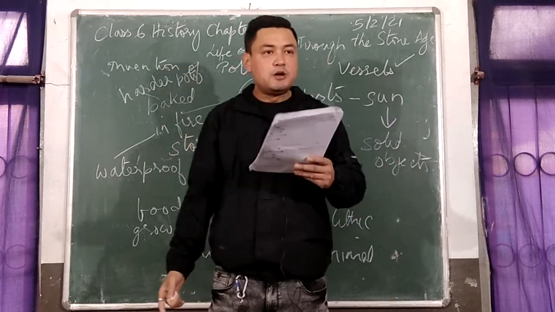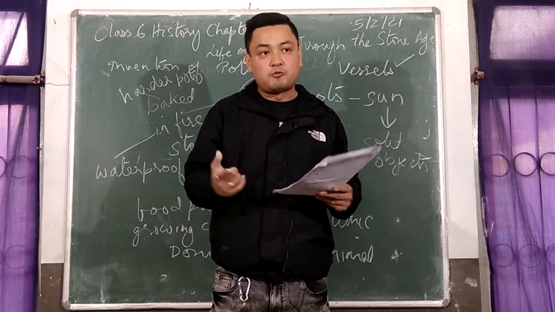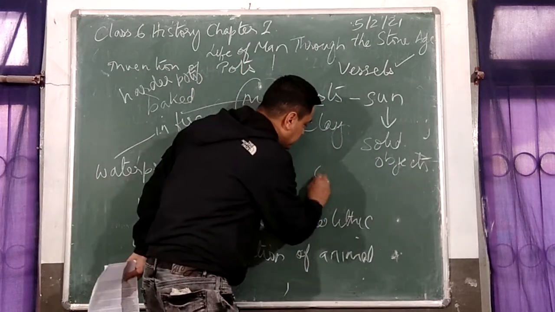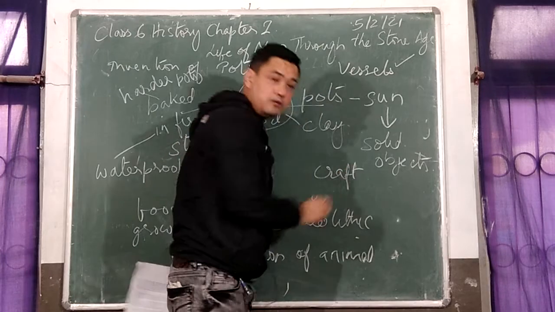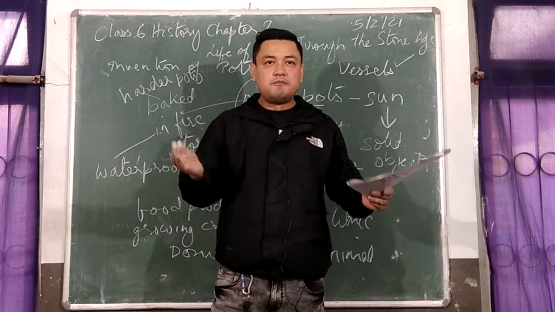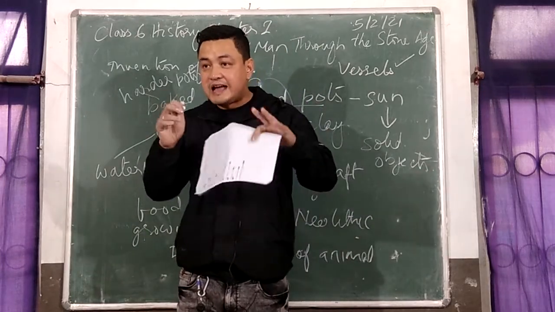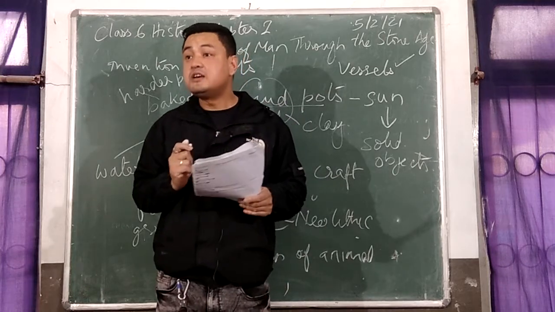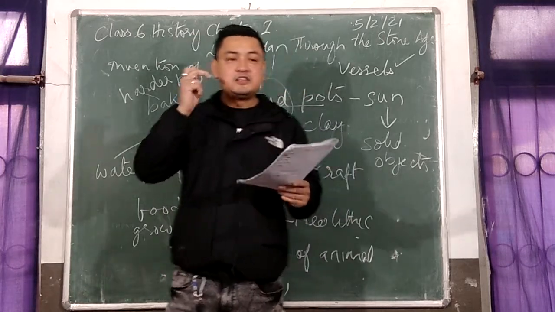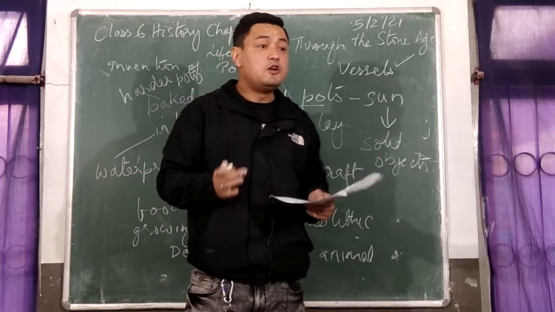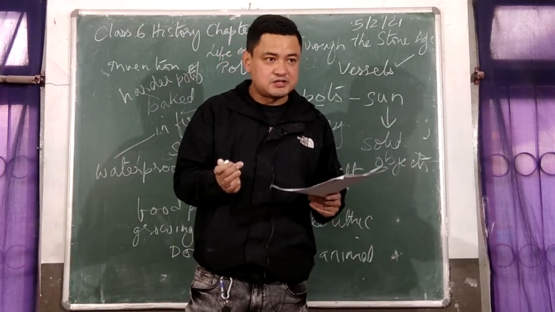And these pots became a specialized craft. What is a craft? Do you know what is a craft? In small classes, you do craft work, no? Craft means making things with your hands. You use hands to make things. That is known as craft. And this became a specialized craft because they were making utensils, bhara bartan. Do you understand?